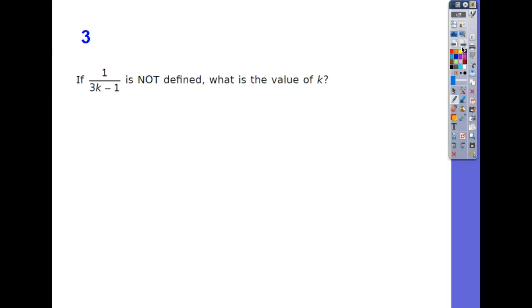The next one that I wanted to look at is problem number 3 on the pink packet. I was very disappointed with the number of people that missed this one because it hasn't been that long ago since we have done this problem. And so if this is not defined, we call those excluded values. It is not defined because the denominator cannot be equal to 0. Have we heard that before? The denominator cannot be equal to 0. So could you go right ahead and solve that equation?